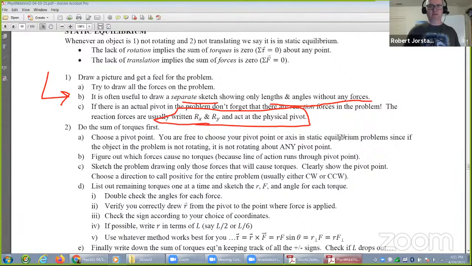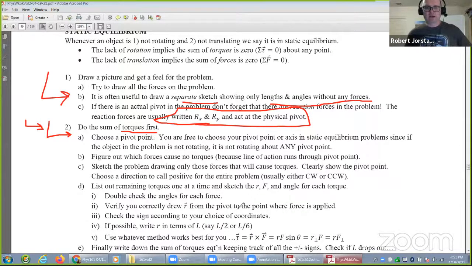Don't forget those. Now, usually, but not always, we do sum of torques first. Every once in a while, you might do forces first. Okay, that's the only thing that's kind of weird here. Sometimes you do torques and you never bother to do forces. So in a lot of problems, doing sum of torques will solve the problem for you. Some problems it won't work that way. That's why I suggest doing torques.